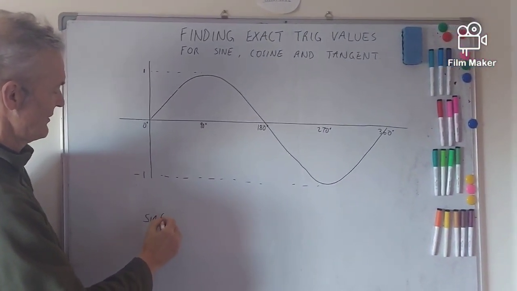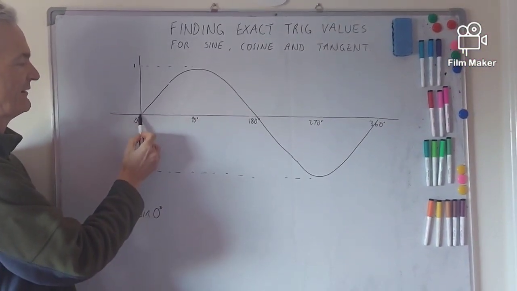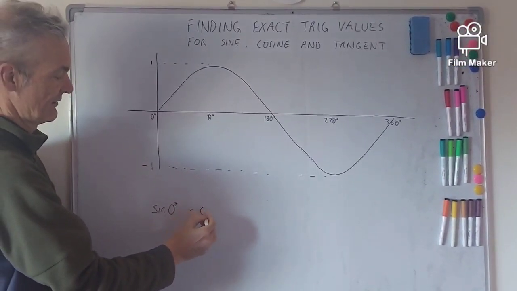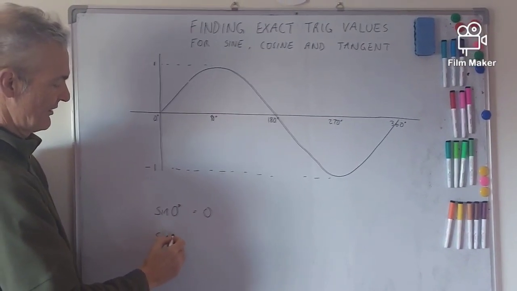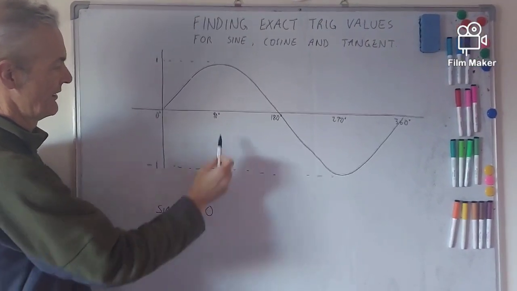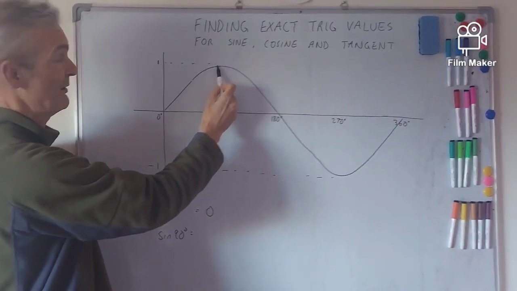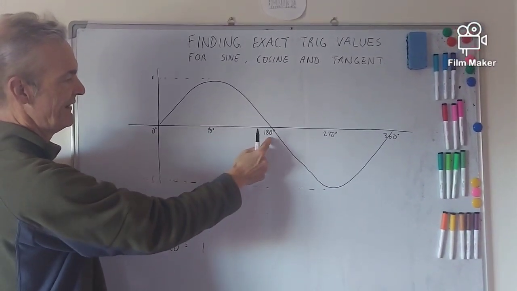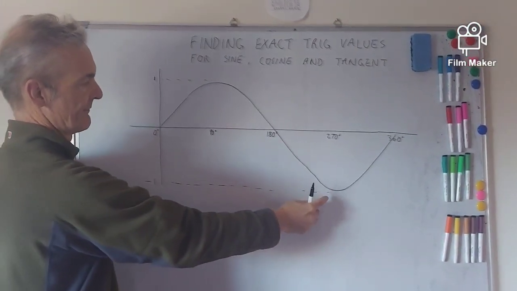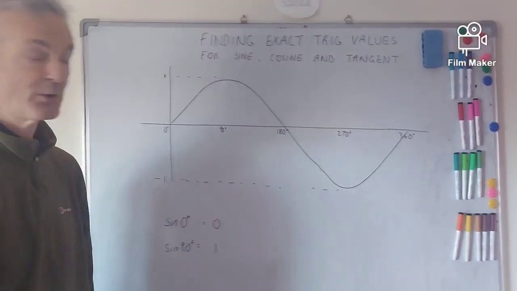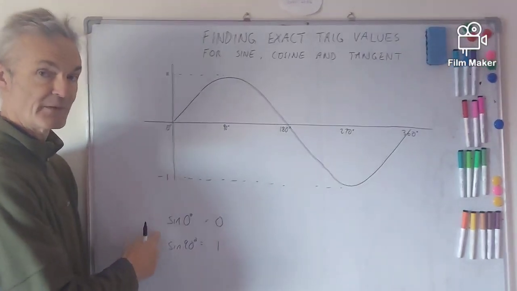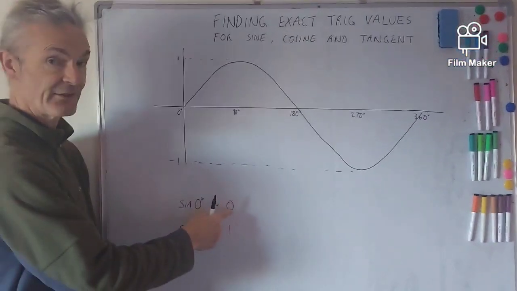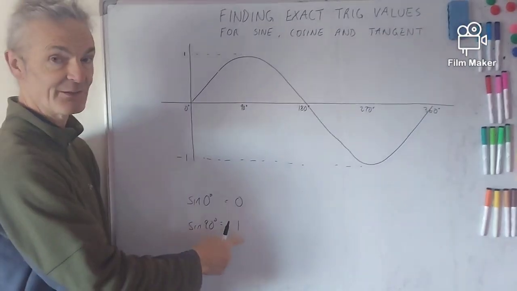So sine 0 degrees, which is here, on this axis, is going to give us 0. Sine 90 degrees, here's 90, and it's at a maximum, so it will equal 1. At 180, it's 0. At 270, it's -1. But these two are the most common ones. So sine 0 degrees equals 0, sine 90 degrees equals 1.